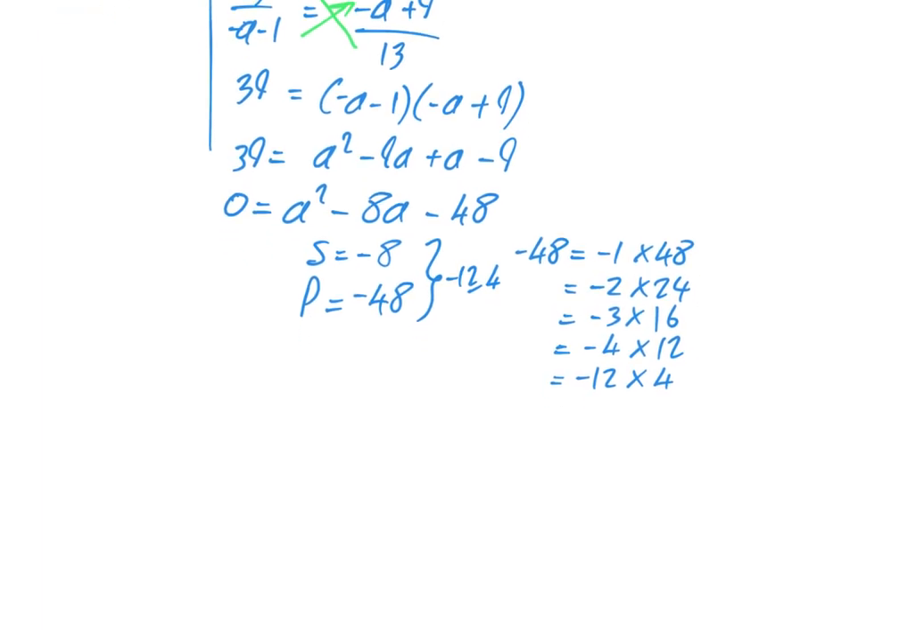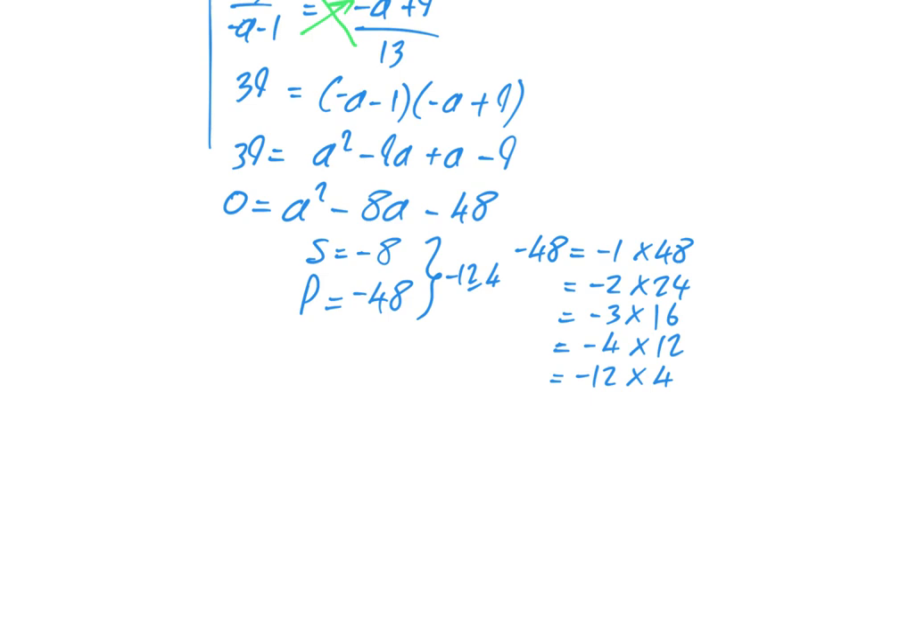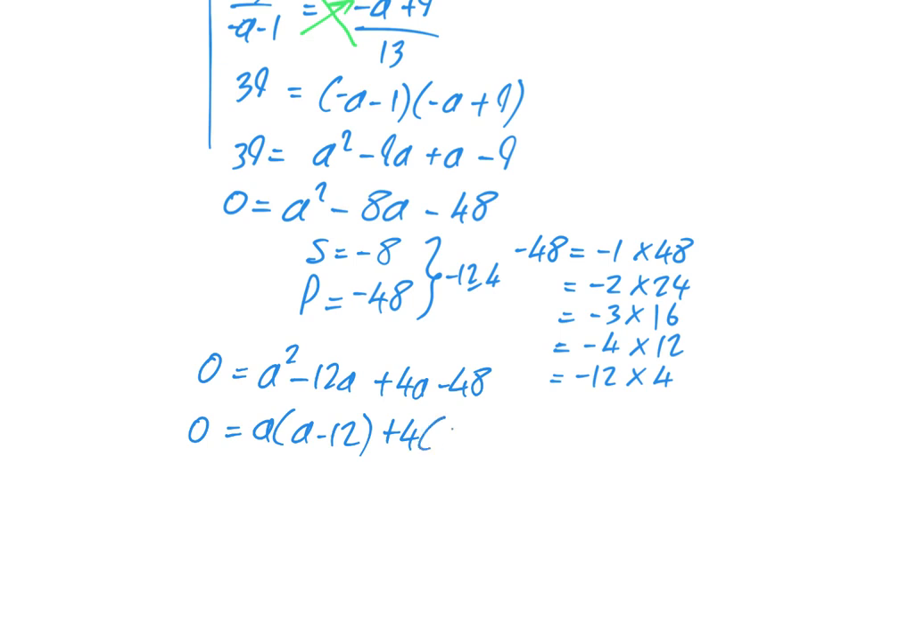So what we're now going to do is rewrite this equation. It's going to be a squared minus 12a plus 4a minus 48. And then we want to factorize the first two terms completely. So a can pull outside, leaving you a minus 12. And here, factorize the last two terms completely. 4 can pull outside, leaving you a minus 12. And then you write down your common bracket, which was a minus 12, multiplying a plus 4.